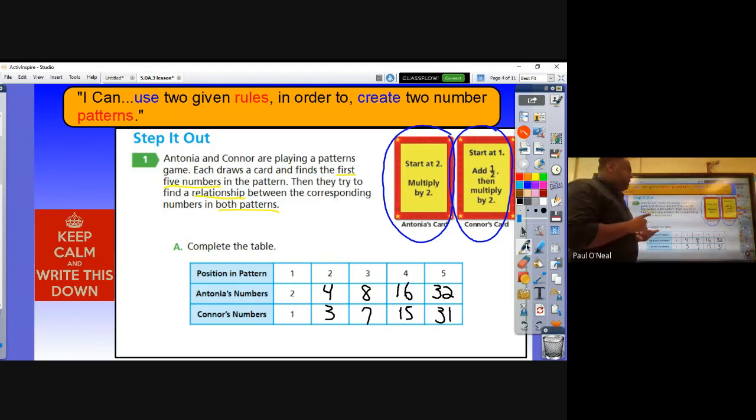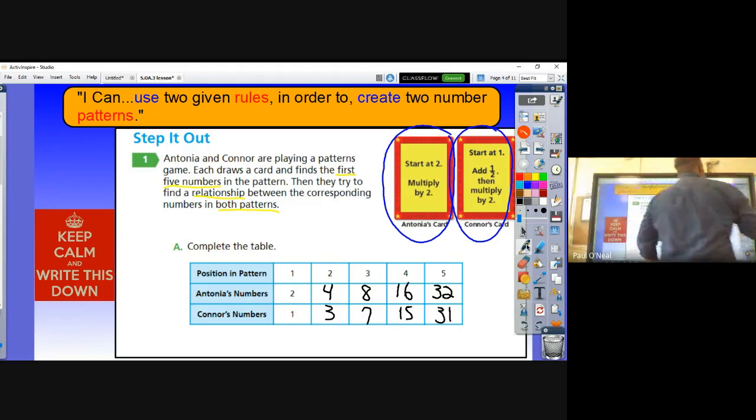Antonia's was start at 2 and then multiply by 2. We then found 4, 8, 16, 32. We found the next numbers, and we have a total now of 5 numbers. For Connor, start at 1, add a half, then multiply that by 2. So we started at 1, added a half to that, we got 1.5, multiply that times 2, we got 3. If we continue that same pattern, we get 3, 7, 15, 31.